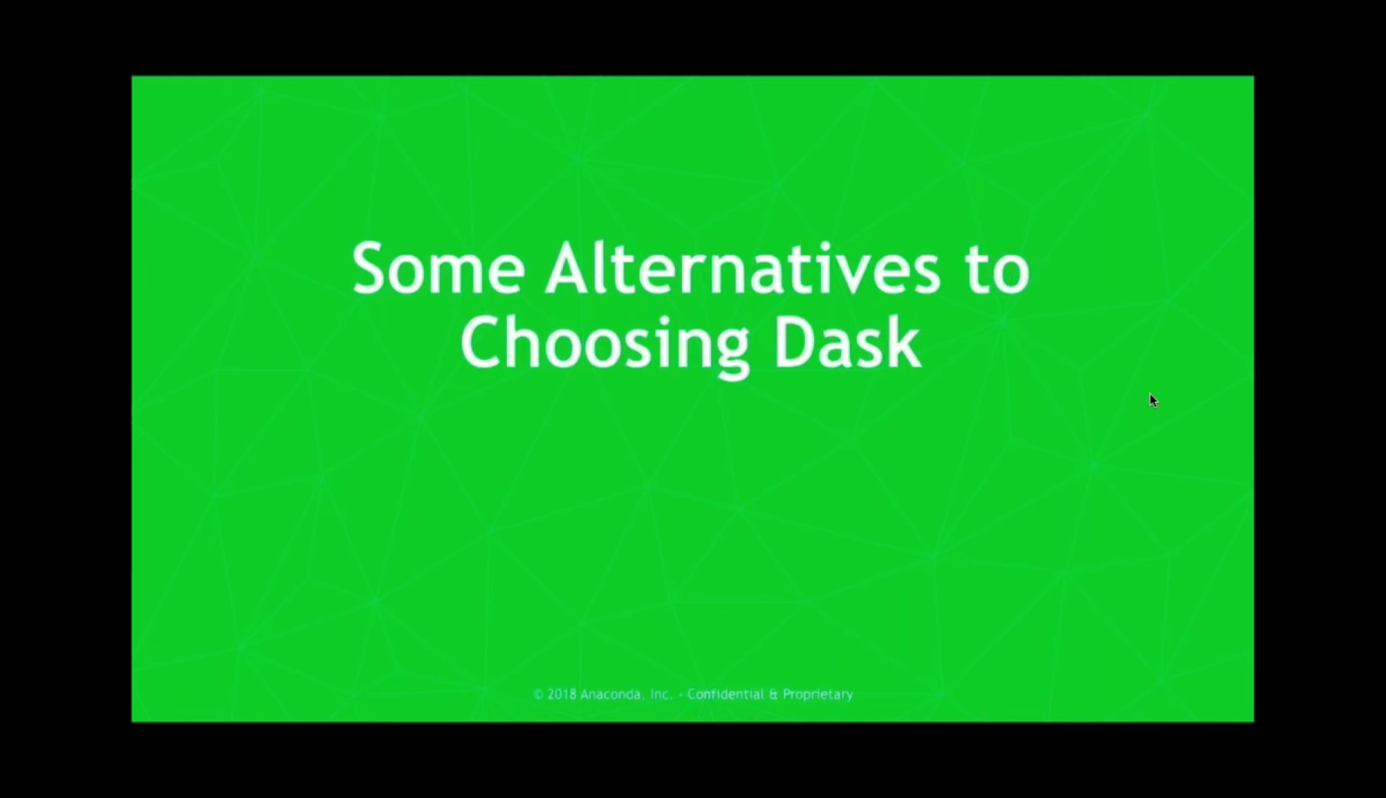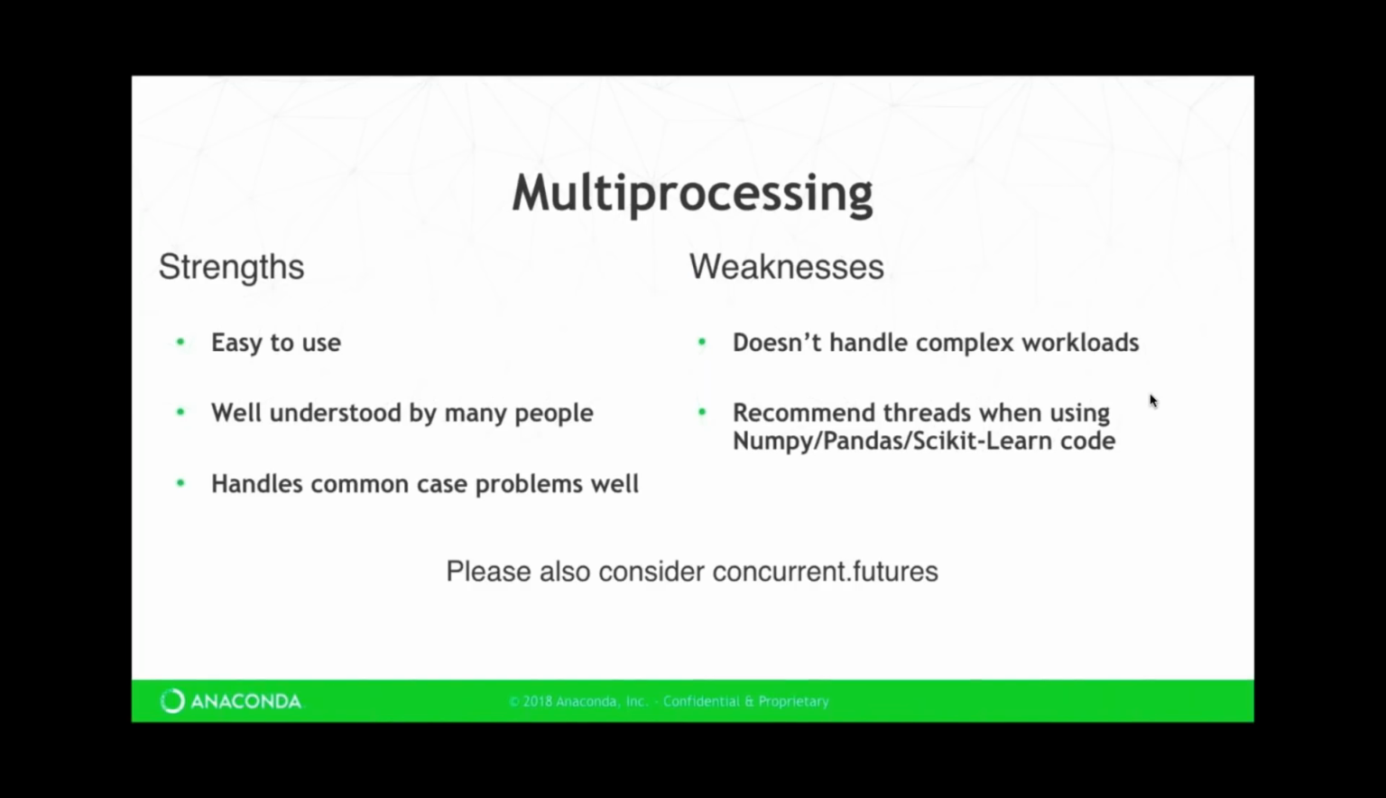However, there are also some reasons to not choose Dask. There are some alternatives. Let's go through a few of them. There's a multiprocessing module. So the multiprocessing module is very commonly used in the common case of parallelism. We just want to run one function across lots of pieces of data in parallel across different processes. This is very common. It's well understood. If you don't understand it, probably your neighbor does.